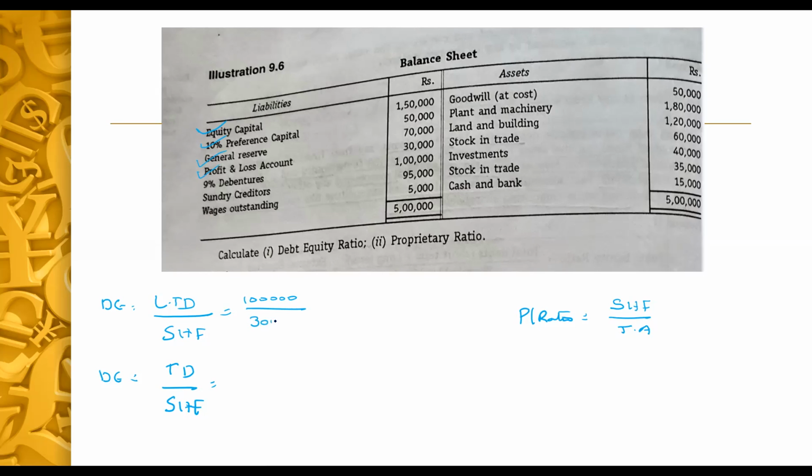Once you are able to identify the items, then using the formula, it is very easy to calculate. So 1 lakh by 3 lakh. This is the first method. Now compute using the second method and also the proprietary ratio. And if you have any doubts, please unmute and ask.